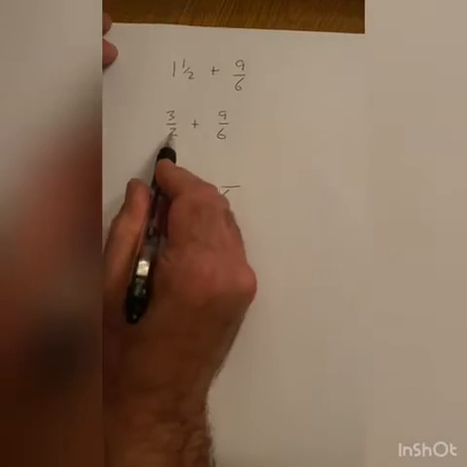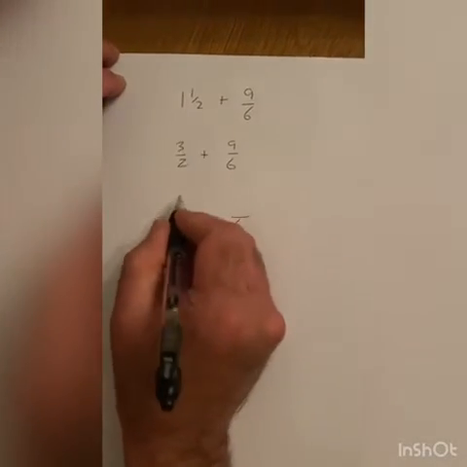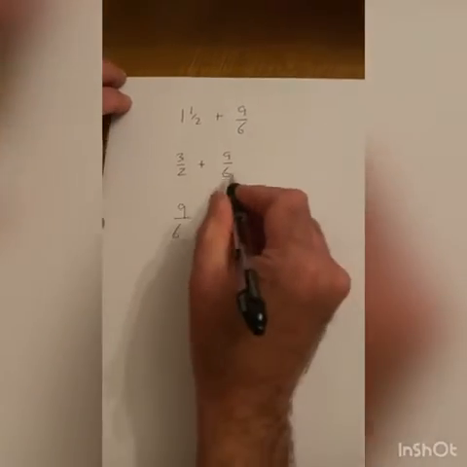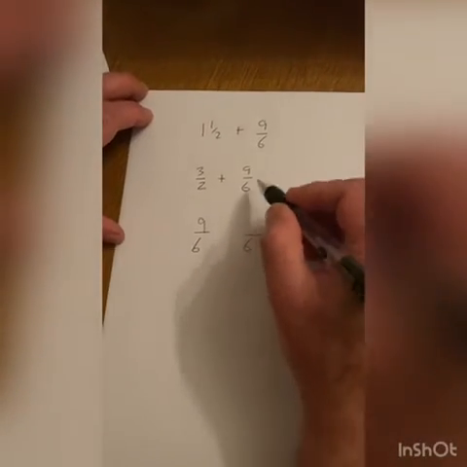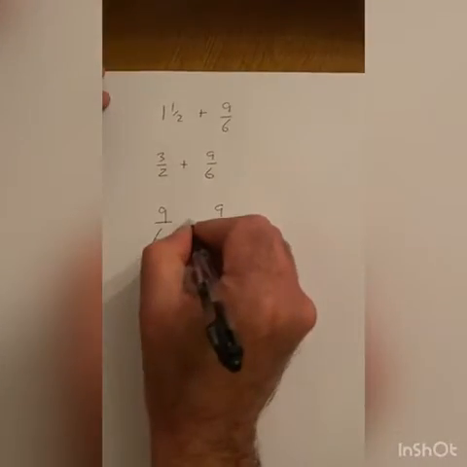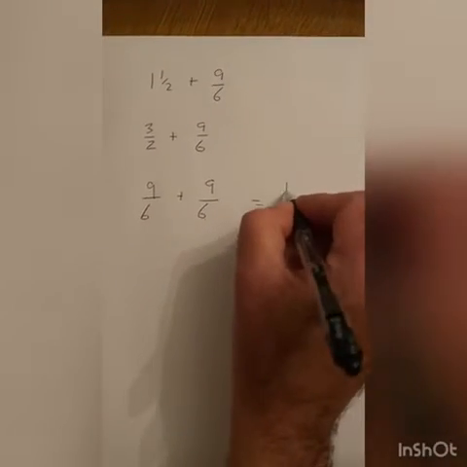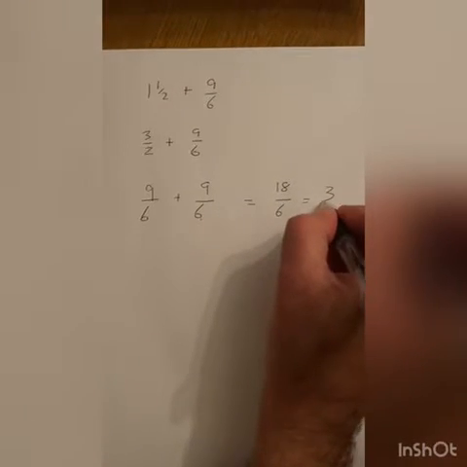To get 2 to 6, you multiply it by 3, so you do the same to the top. 3 times 3 is 9. And here we don't need to do anything because we've already got 6. So this fraction remains the same. So we end up with 9 plus 9 is 18 over 6, which is 3.